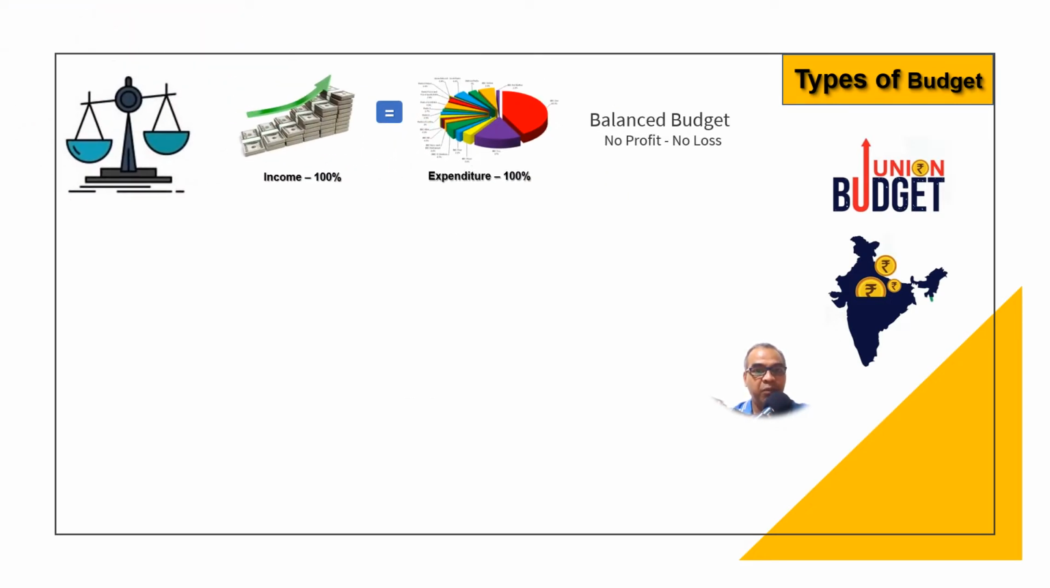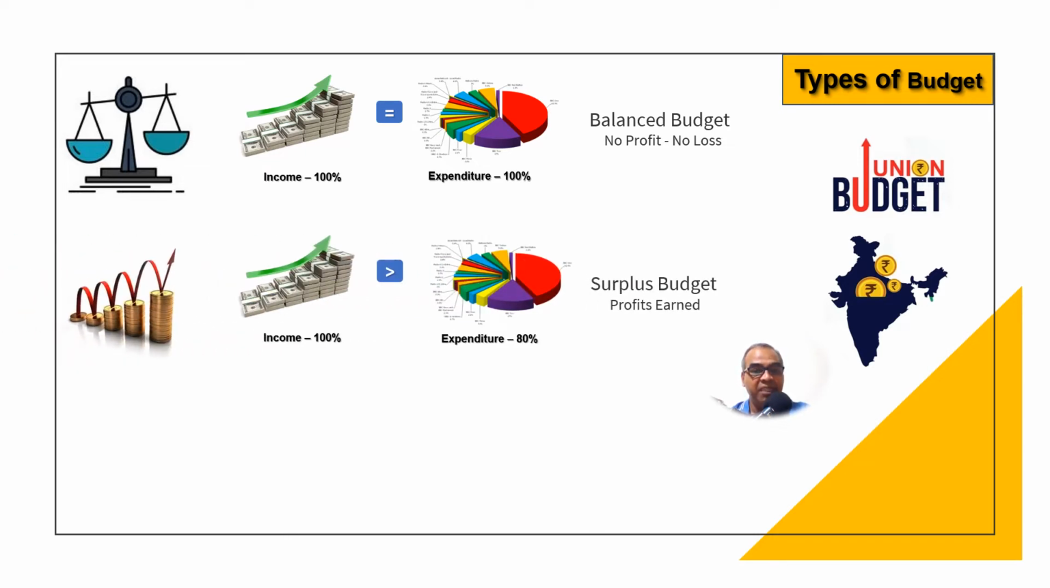The first type of budget is the balanced budget, in which there is no profit and no loss. It means the income is, let's say, 100%, and the expenditure is also 100%. That means the income is equal to the expenditure. Such a budget is called a balanced budget.